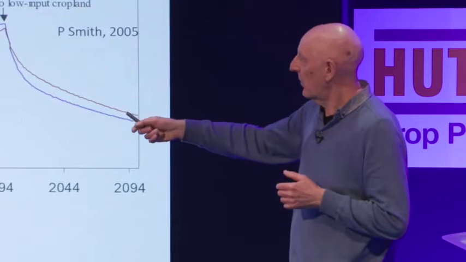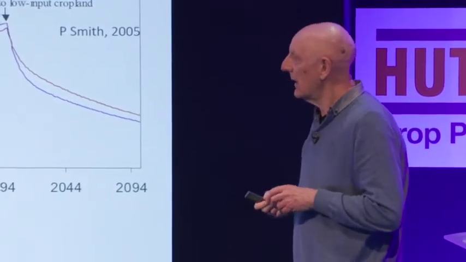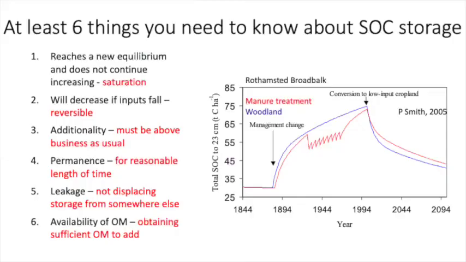The permanence I've already covered, so the length of time. The leakage. Leakage is what Keris mentioned. The most famous example is if you don't do anything, it means that there's going to be more production and clearance, for example, of rainforests. That's not going to help the overall carbon in the world, basically.